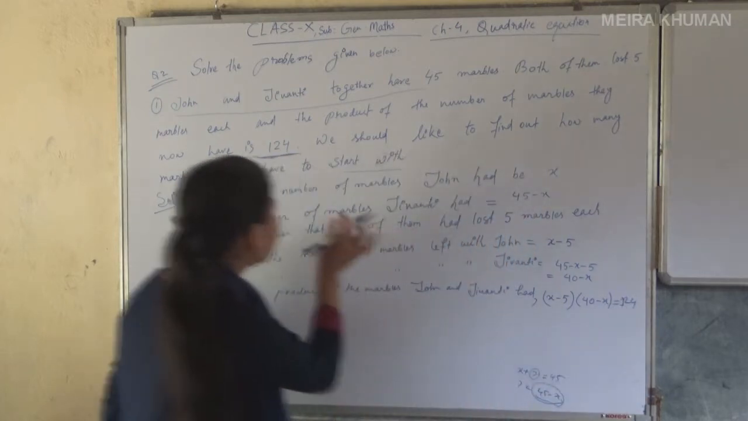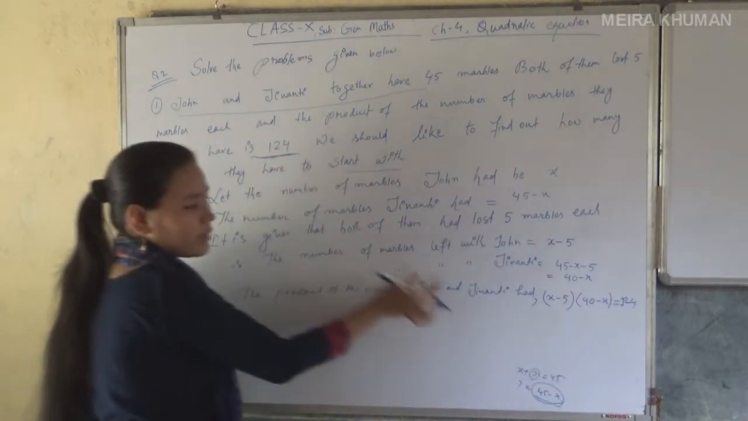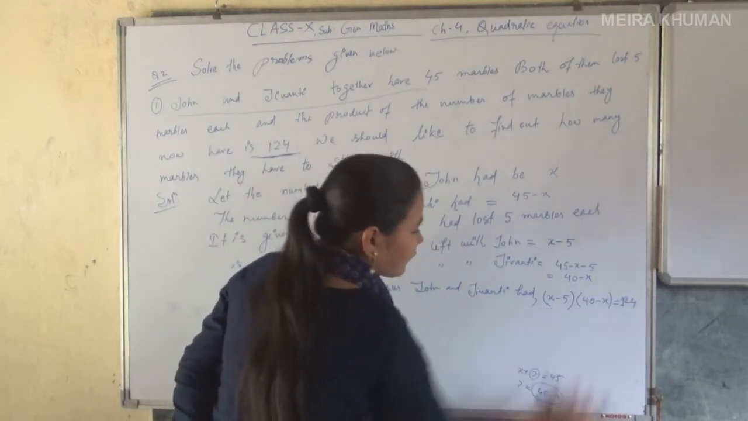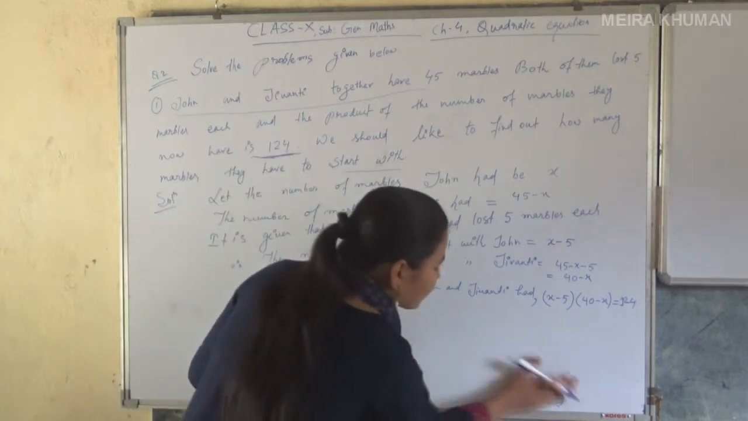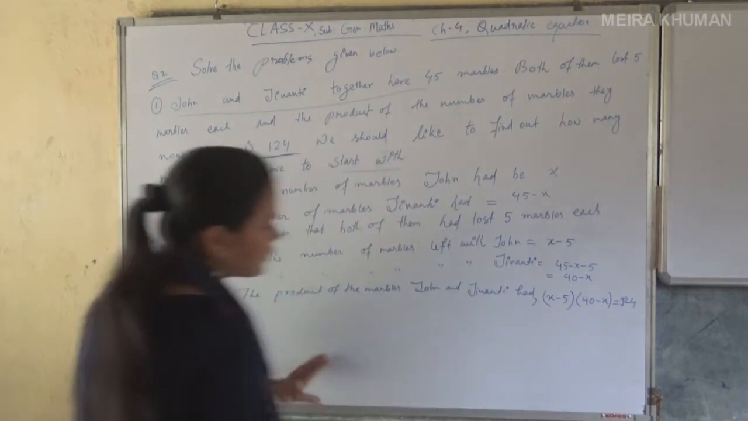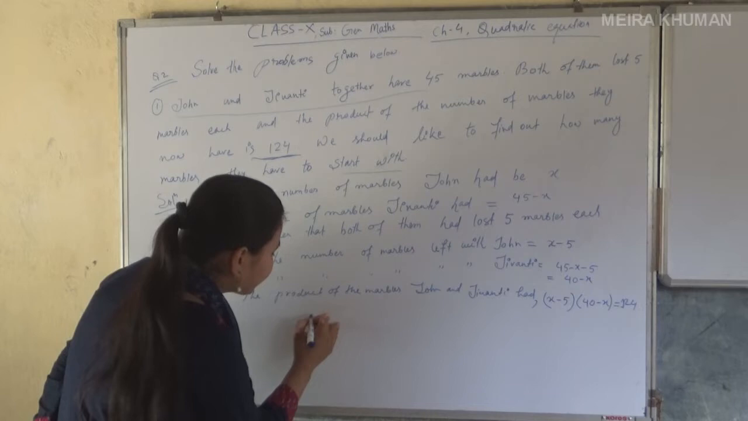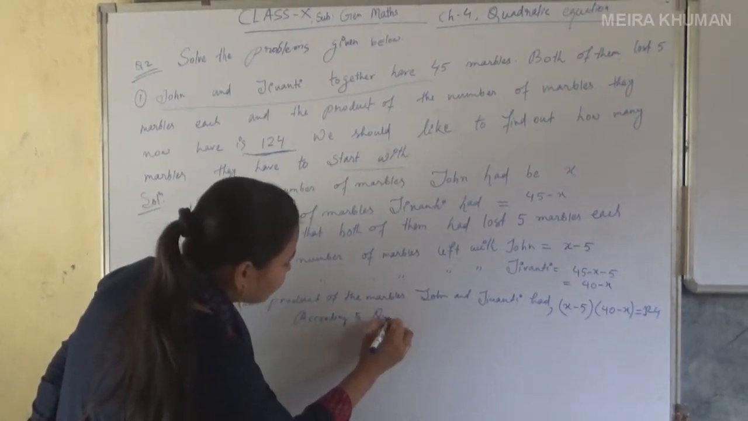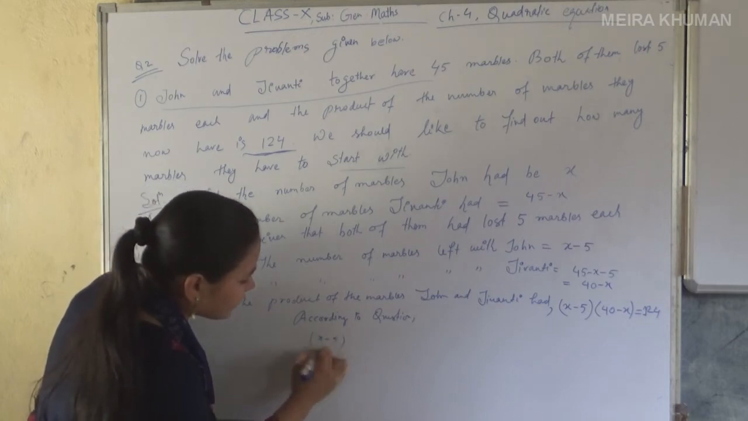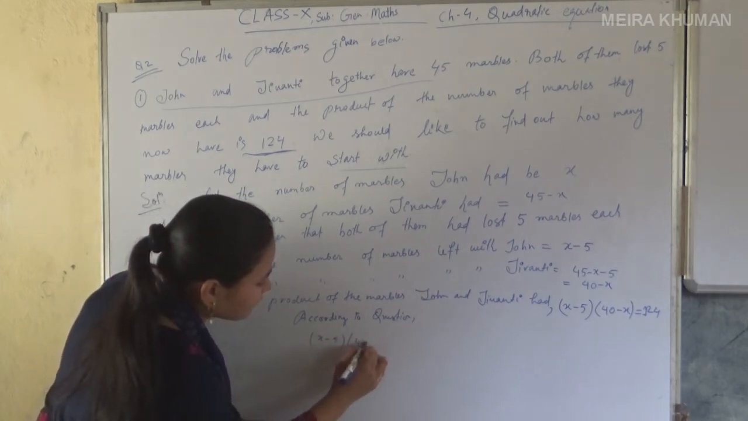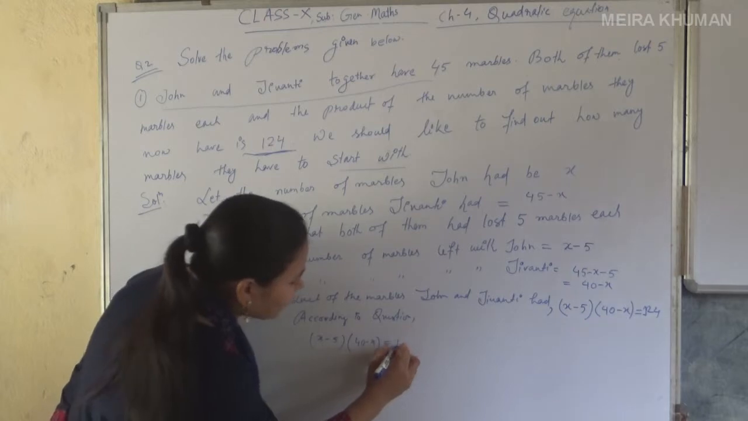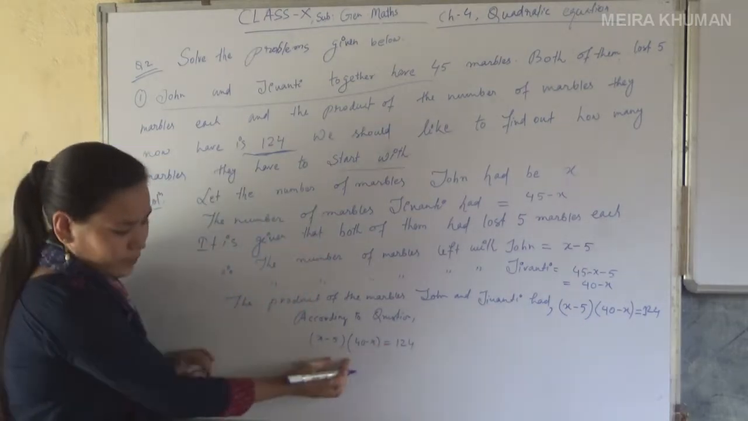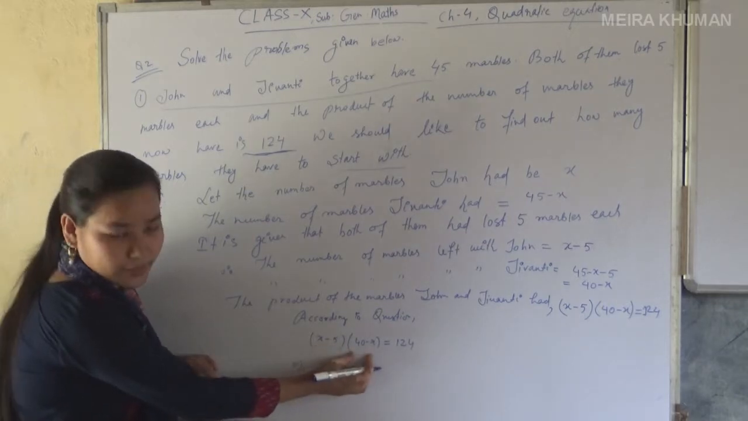Here 124 marbles is the product of Jivanti and John. So you should solve these two factors. According to the question, (x minus 5) into (40 minus x) equal to 124. Here the two factors are x minus 5 and 40 minus x.